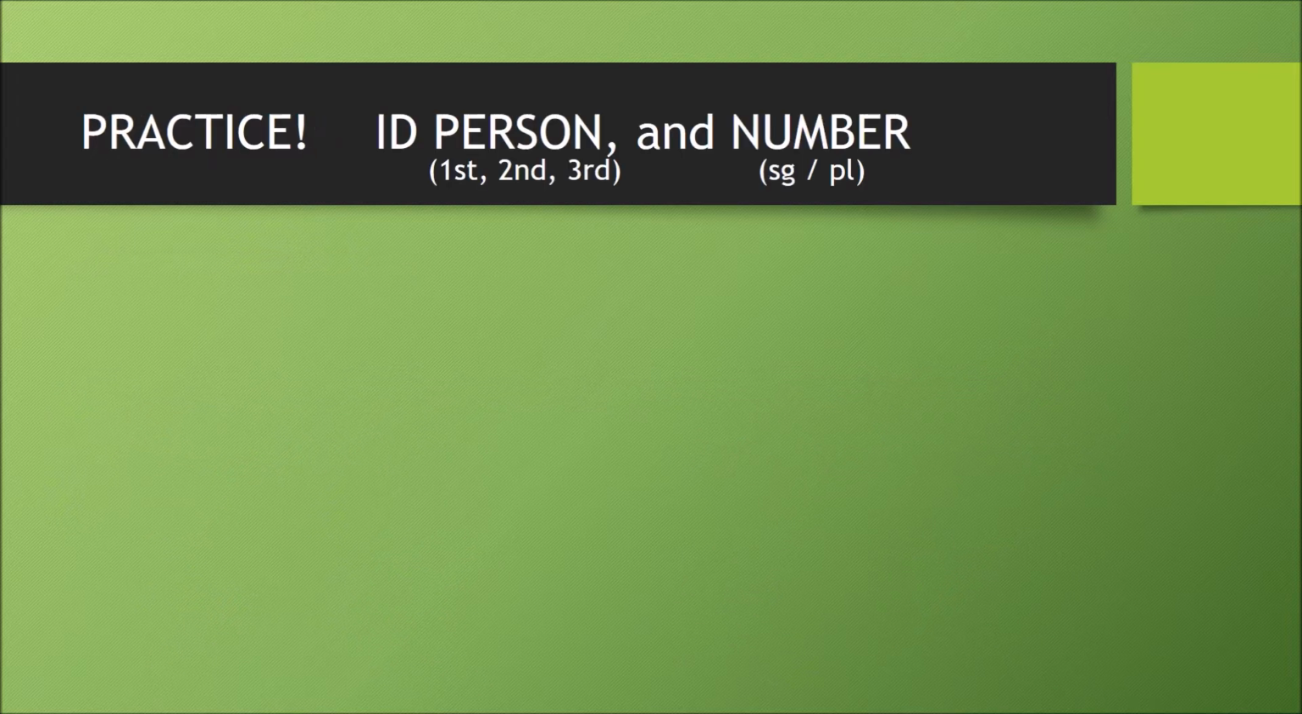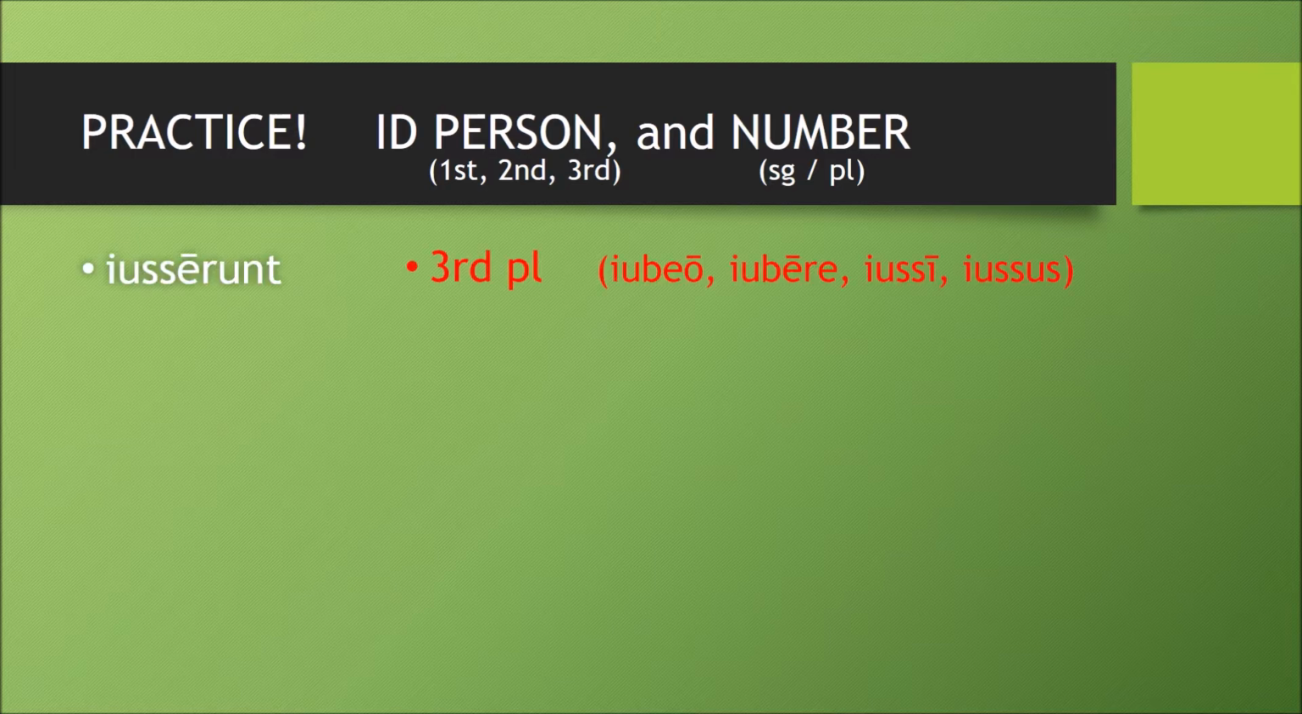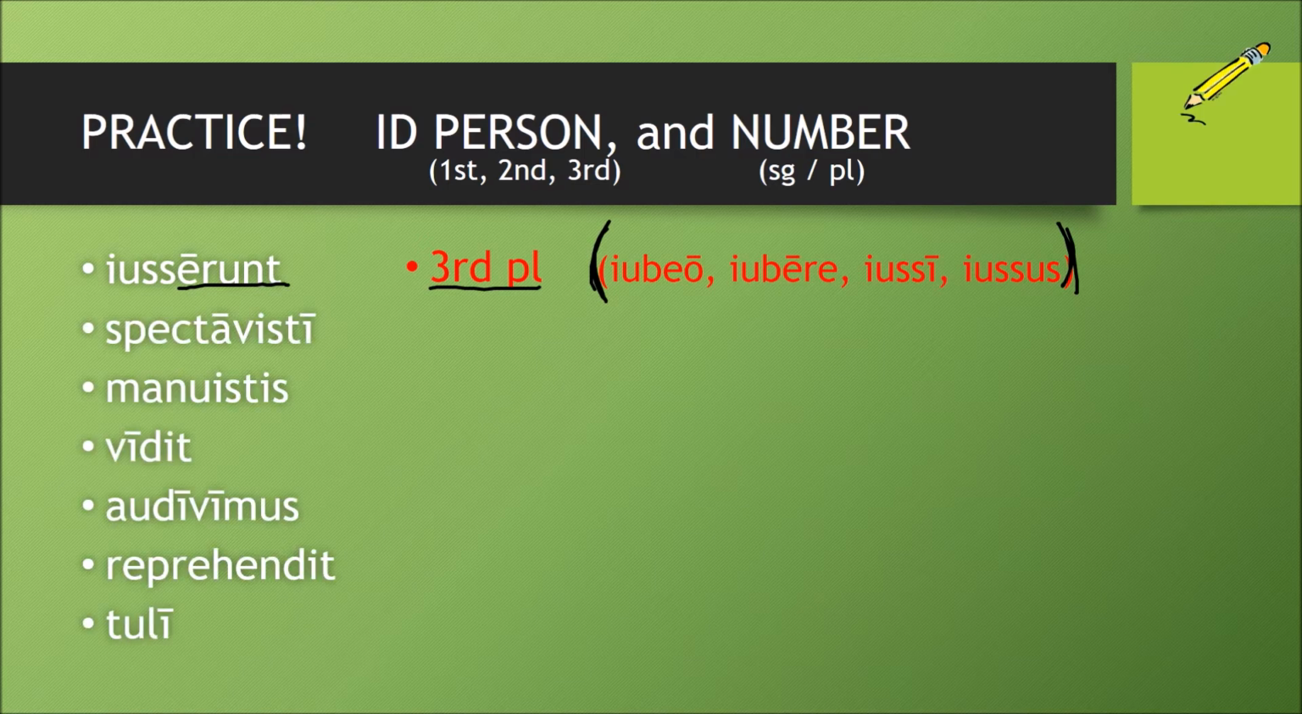Discipuli, I'd like you to take a moment to practice identifying the person and number of some perfect tense verbs. Your choices will be first, second, or third person, and then singular or plural. So as an example, here we have userunt, and based on the ending that we have, we can identify this as a third person plural verb. Now, I've also provided the dictionary entry of the verbs because later on you'll be practicing translating these in the completed past action. But for right now, go through these verbs and identify the person and number, and go ahead and pause the video while you do this.